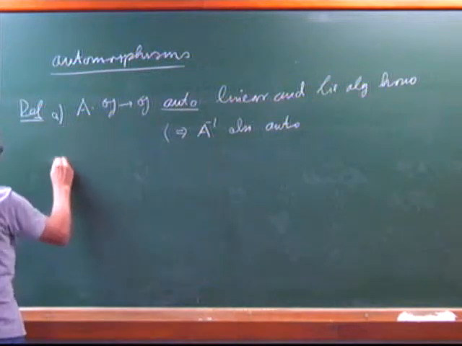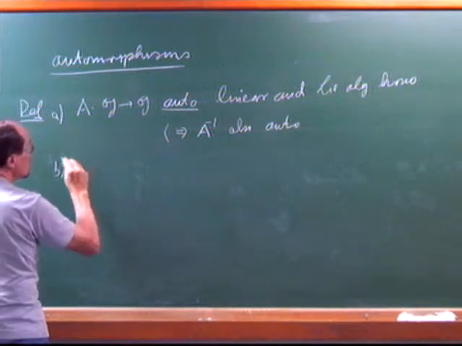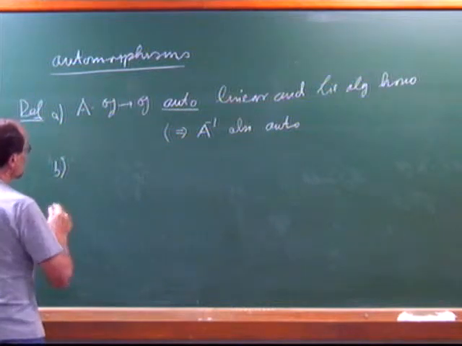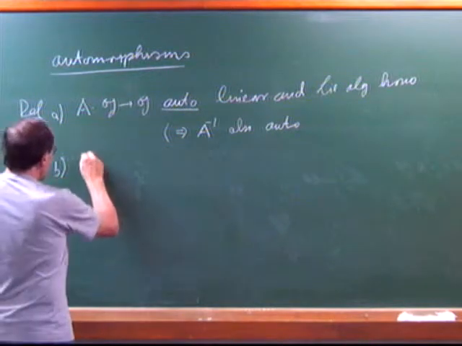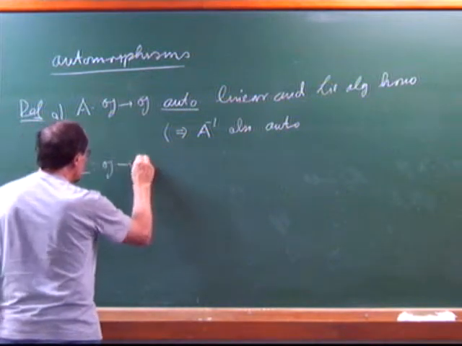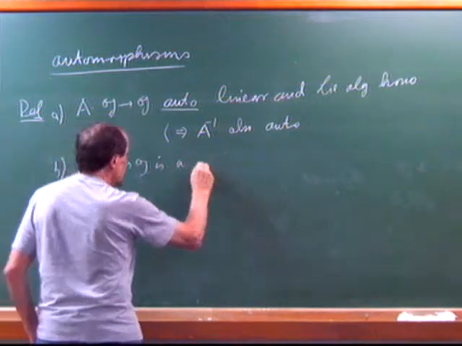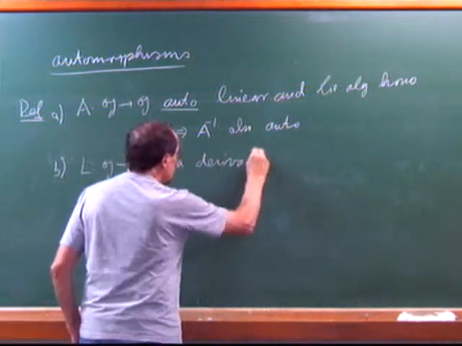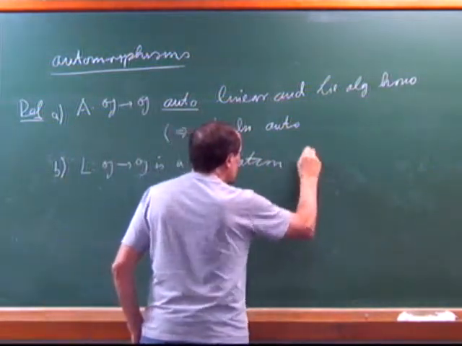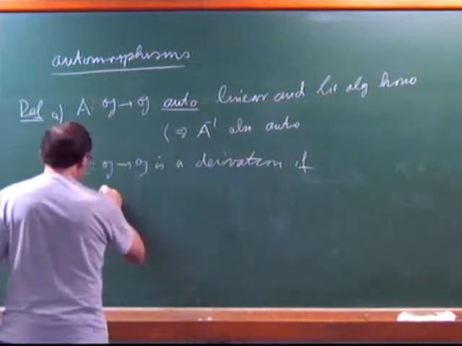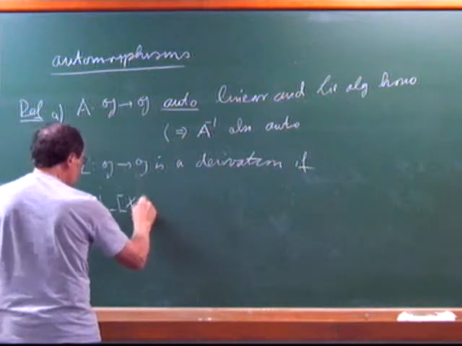And a linear map from g to g is a derivation if it satisfies the usual derivation property.